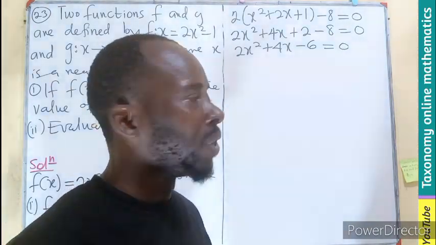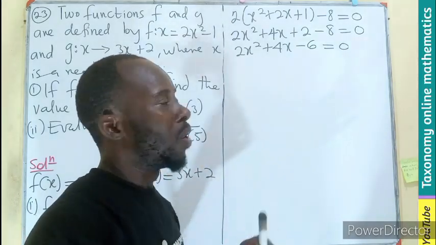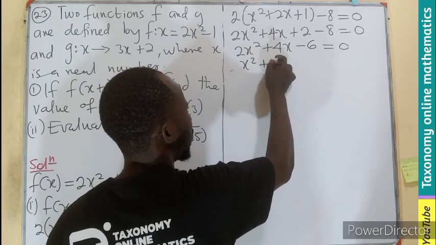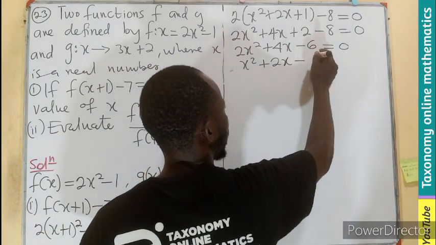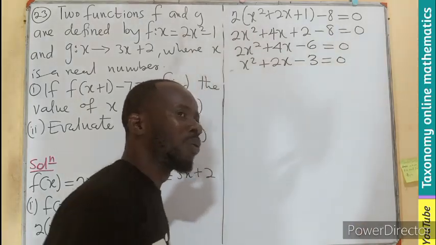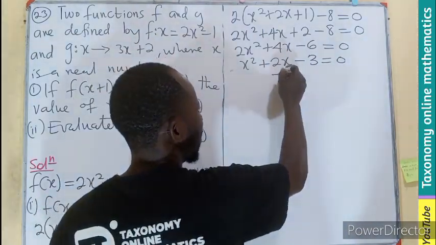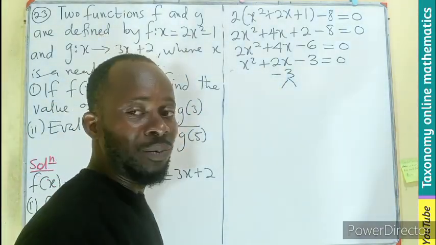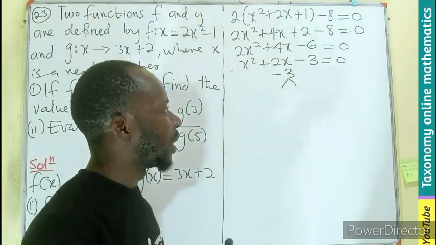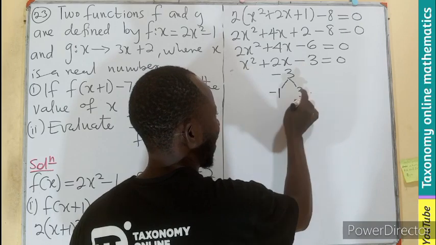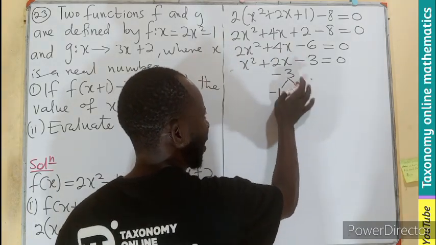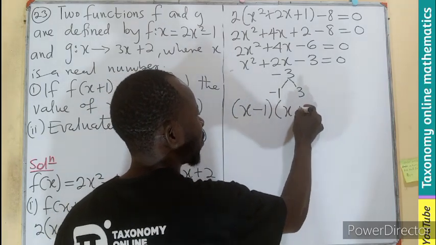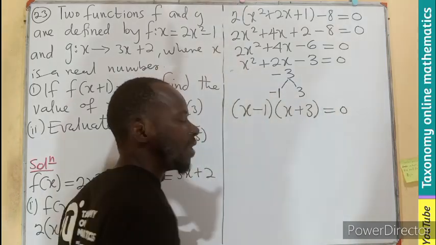This becomes a quadratic equation. But I see 2 as a common factor of all the 3 terms. So I divide through by 2 to get x squared plus 2x minus 3 equals to 0. So here we find the factors of negative 3 that, when you add, you get a positive 2. So one of the factors must be negative, preferably the smallest one. So minus 1 and 3 multiply to give us negative 3. When they add, they give us 2. So our answer will just be x minus the first factor, x plus the second factor equals to 0.